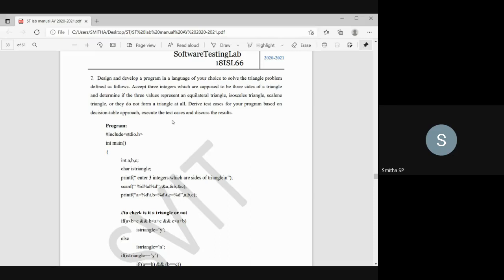Now for this triangle problem, the problem statement from the start up to here remains the same, and next, it differs from here. That is, derive the test cases for your program based on the decision table approach. So the technique you are using here to derive the test cases is the decision table approach, and you are supposed to execute the test cases and discuss the results.